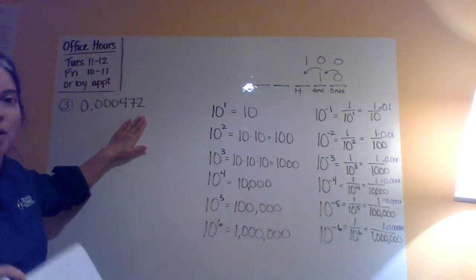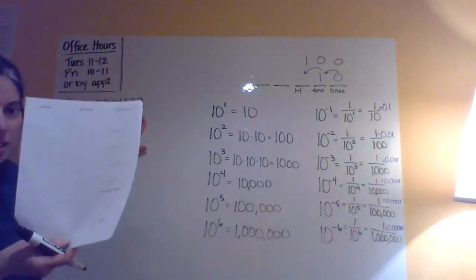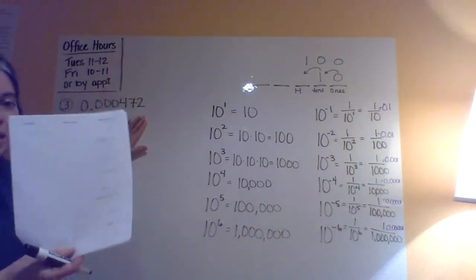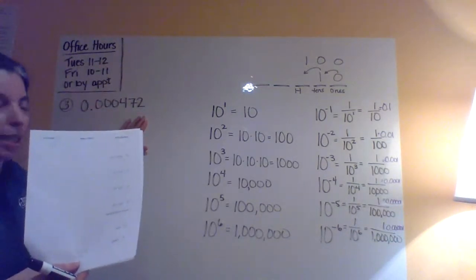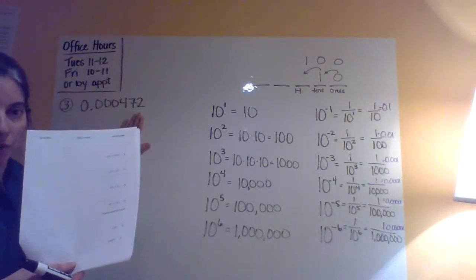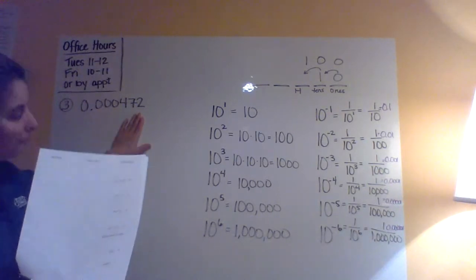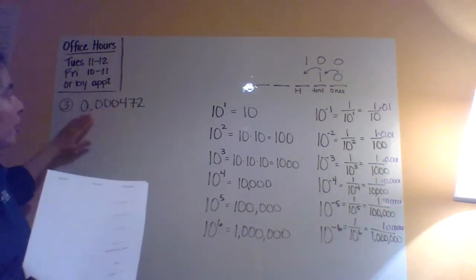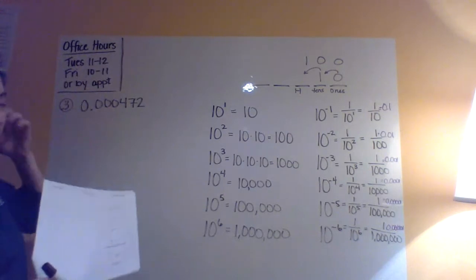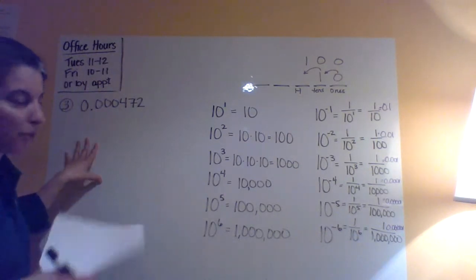Again, think about if I take my piece of paper and split it up into a million pieces, think how tiny they'd be. I'm going to give you 472 of those out of a million. Okay, not very much. So this is standard notation. This is just a plain old number. It's a little number, but just a plain old number.